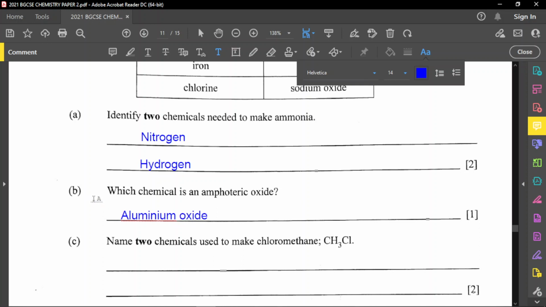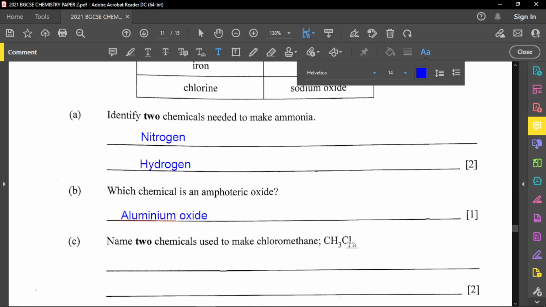All right, so that's the winner right there. So aluminum oxide is the amphoteric oxide. All right, and say part C now is to name two chemicals used to make chloromethane.